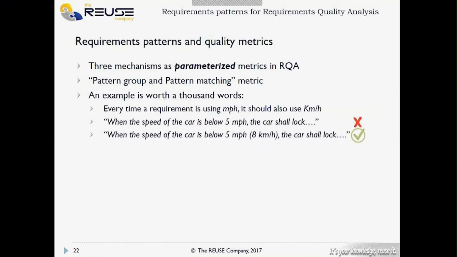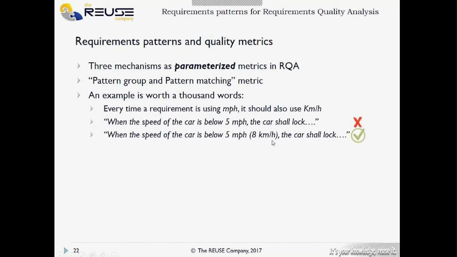patterns as metrics. Another advanced way, that, by the way, I found with a real customer in the US, is that they came to me and said, okay, now we are forced by internal policy to write requirements not in the previous way we did, when the speed of the car is below 5 miles per hour, but in another way, which is: when the speed of the car is below 5 miles per hour, then open parentheses, and then a number of kilometers per hour.